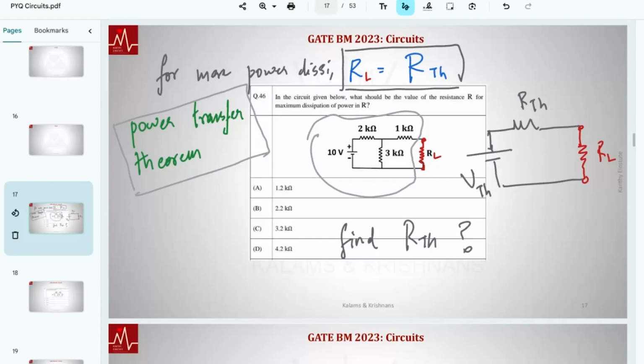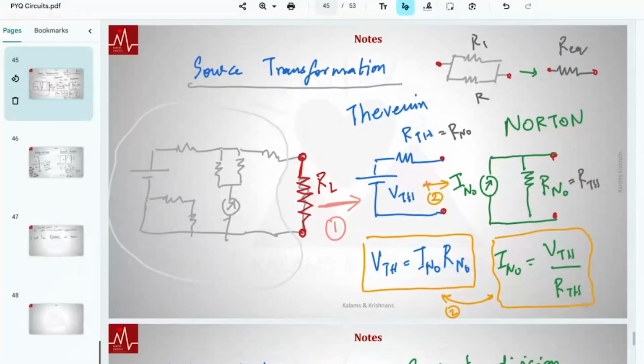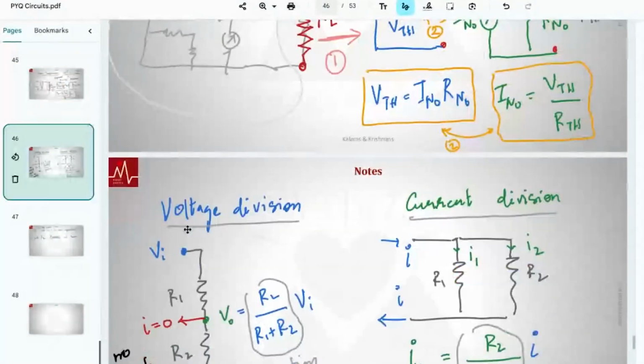We know how to go back and forth from Thevenin to Norton. But from circuit to Thevenin, how do you do that? This is what I was about to do. Norton to Thevenin, right? This stuff we did. But how do you go from any circuit to Thevenin? Once you go to Thevenin, you can go to Norton. But how do you go to Thevenin? That's what we are going to do now.